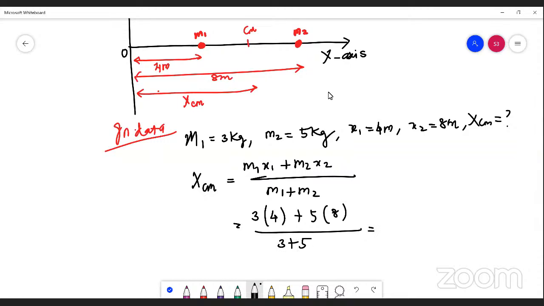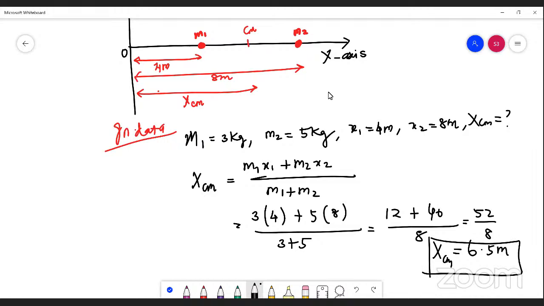So if you take the product of this, 12 plus 40 divided by 8, which is 52 divided by 8, 6.5 meter is the position of center of mass from the origin. So XCM is equal to 6.5 meter.